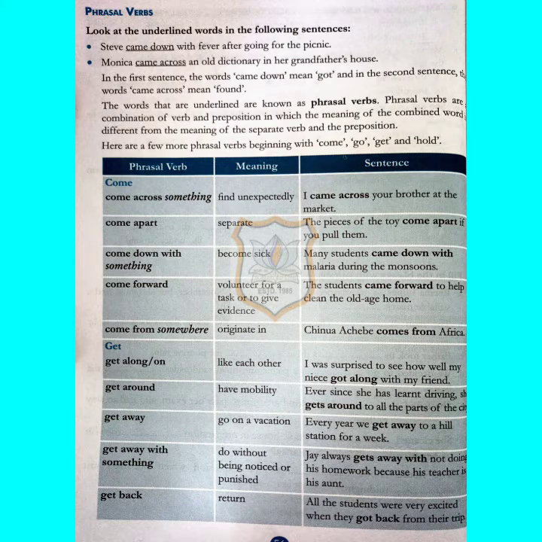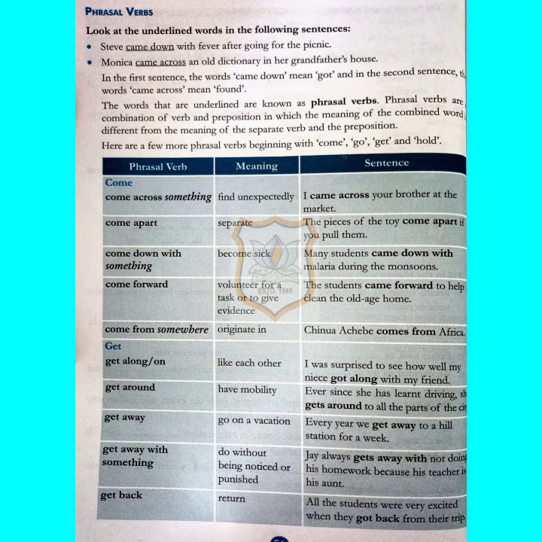Get away with something. The meaning of it is do without being noticed or punished. Jay always gets away with not doing his homework because his teacher is his aunt. Last one is get back, that is known to be return. All the students were very excited when they got back from their trip. Children, these are the phrasal verbs that come under the category come and get.